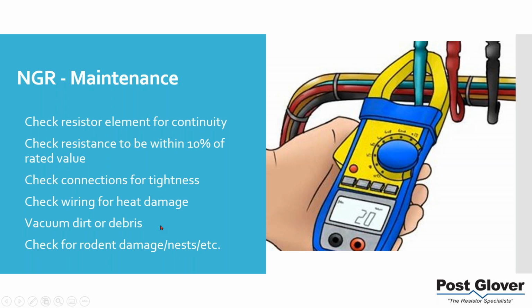So, specifically talking about the resistor, we want to check the resistor element for continuity. Make sure that it's within 10%. Typically, it's the same thing as how we test it at the factory. Usually it's right on, but once again, it's acceptable within 10% of the tolerance.